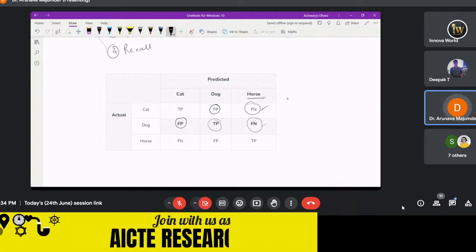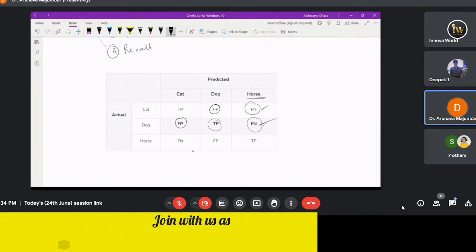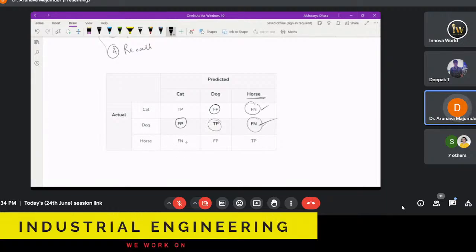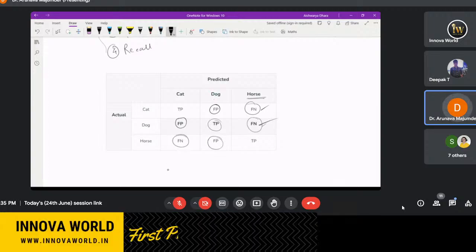Cat, horse is also false negative. Dog, horse is also false negative. Horse, cat is false negative, since cat, horse is false negative, of course. Horse, dog is false positive, and horse, horse, of course, is true positive. Understood?